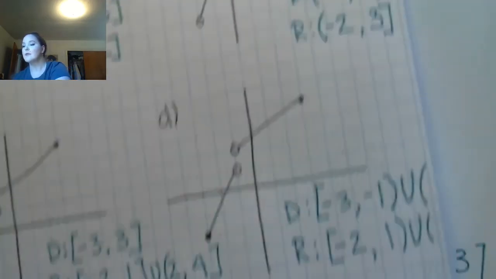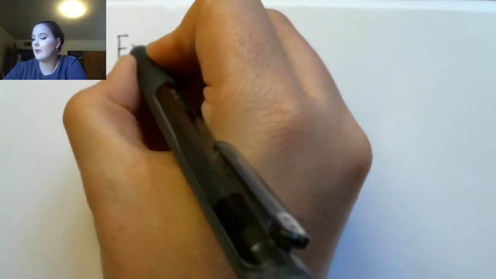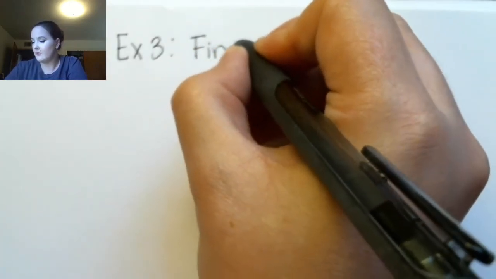Okay, so there are some examples of how to find the domain and range of some more common looking graphs, some of the base graphs that we've seen, and then also some unusual looking graphs with the holes in them. Okay, let's look at the last type of example that we're going to do.